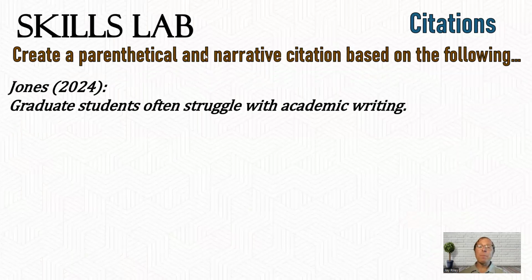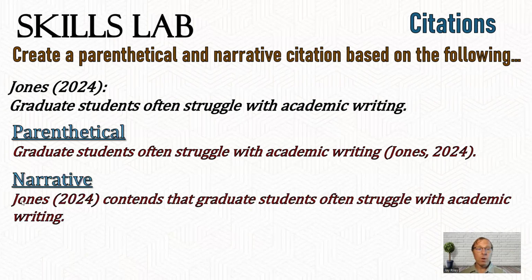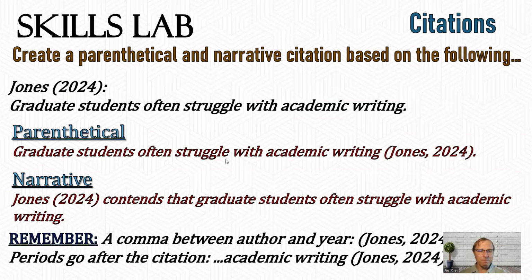So I want you to create both a parenthetical and a narrative citation based on the following work of Jones. Jones, in his 2024 research, said graduate students often struggle with academic writing. So a parenthetical citation would be: graduate students often struggle with academic writing, Jones 2024, or a narrative would be: Jones 2024 contends that graduate students often struggle with academic writing. Now, this is not cited as a quotation. So this is simply we're citing his work. And if we were citing exactly what he said, then we would put it in quotations. Here we've just got a very simple phrase for the purpose of explaining the punctuation.